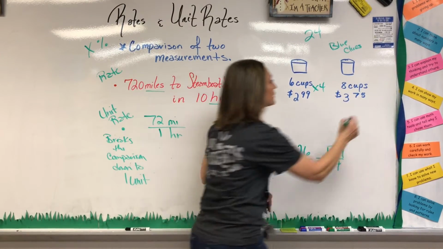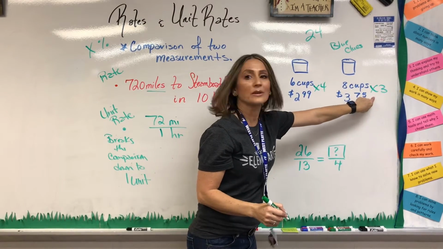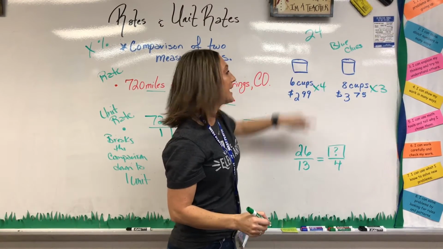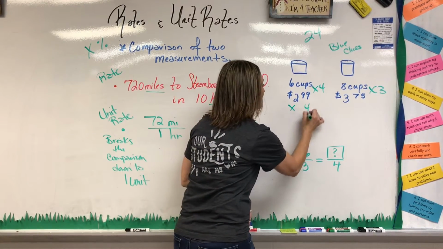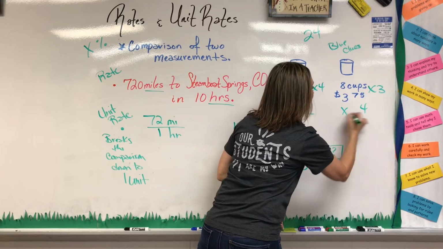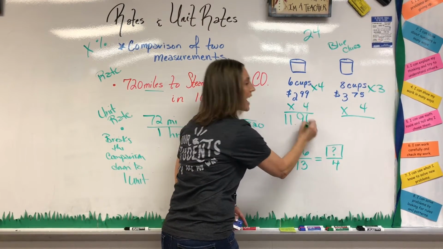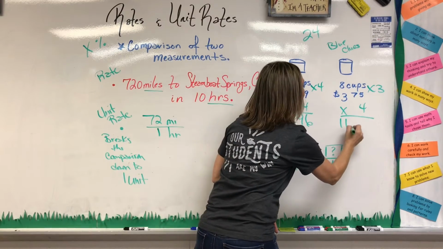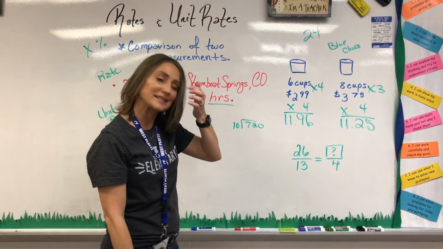If you buy these ones, Mrs. P, you'd have to buy 3 packages. 8 times 3 is 24 kids. Then they could see, what would the total be? Well, I multiply this by 4. I multiply this by 4. And they figured out, I believe this was 11.96. And this was 11.25.